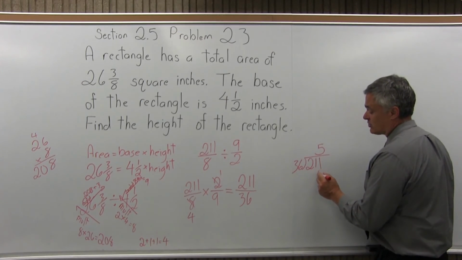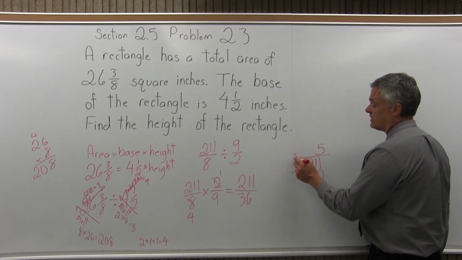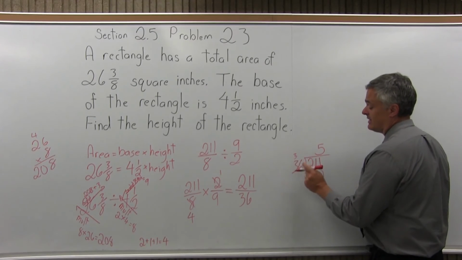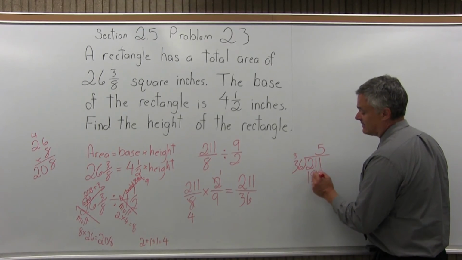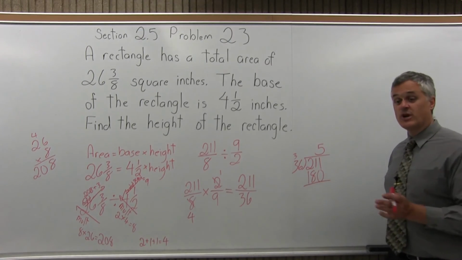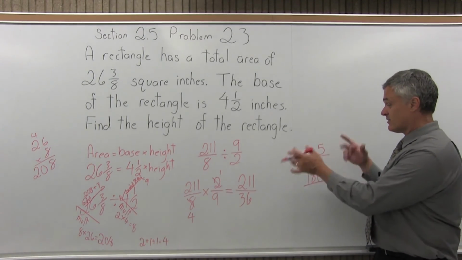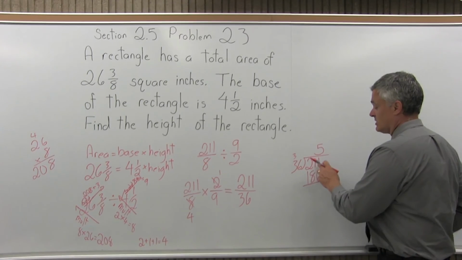5 times 6 is 30, put the 0, carry the 3. 5 times 3 is 15. 15 plus the 3 more that we carried is 18. Now when I subtract, I want to see if the result is smaller than 36. Hopefully it will be. If it's not, I just have to try the next number. Let's see what happens.